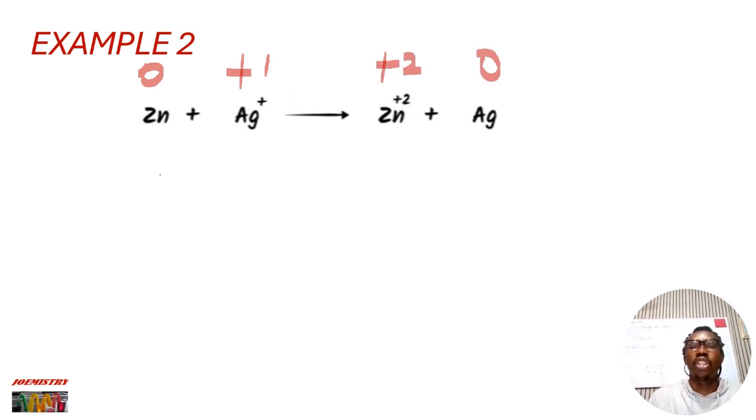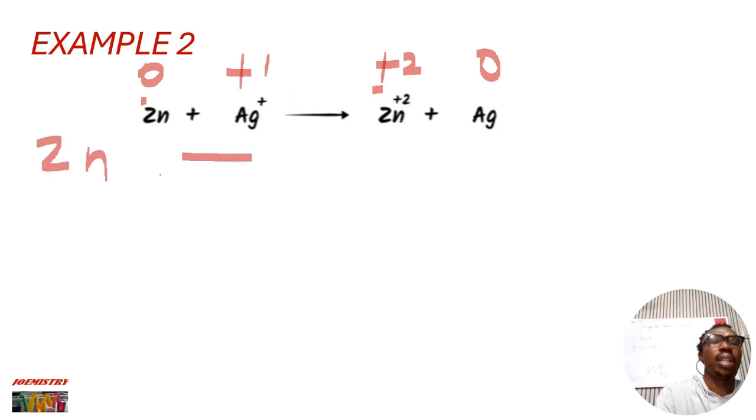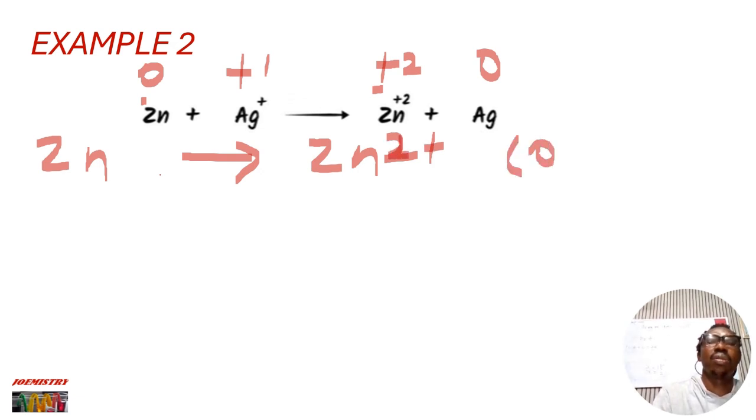And we all know that oxidation is the increase in oxidation number, while reduction is the decrease in oxidation number. So from 0 to +2, there's an increase in oxidation number. That means zinc undergoes oxidation. So we're dividing the equation into two half-cell equations. So this is the oxidation half cell. Zinc undergoes oxidation, which is increase in oxidation number.